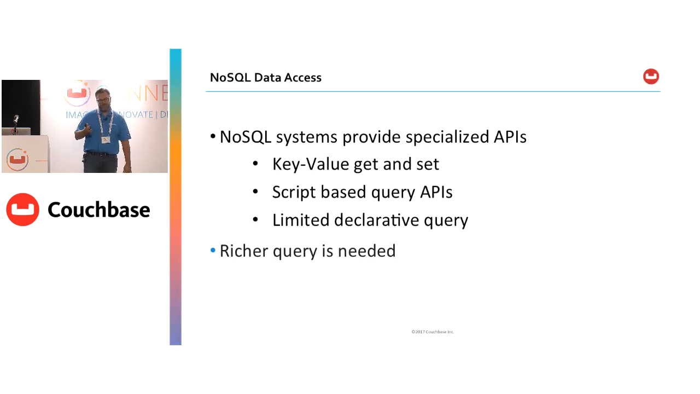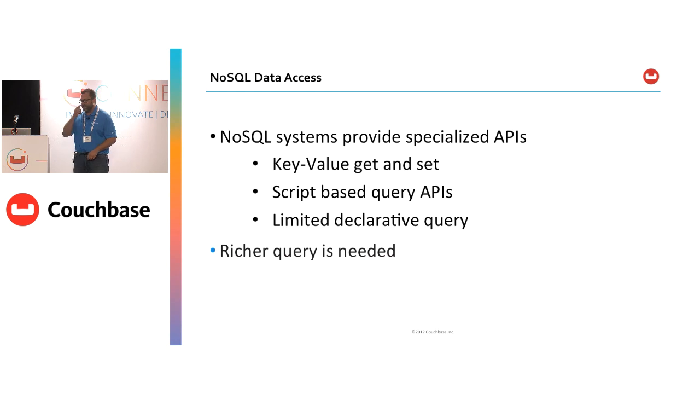On the NoSQL side of things, this is where traditionally NoSQL systems run into a bit of a snag, until N1QL. Typically, data is accessed through key value APIs with NoSQL systems. So you're scripting things through APIs, and you have a limited query language. And so at Couchbase, we said we need a richer query language in order to address this gap.